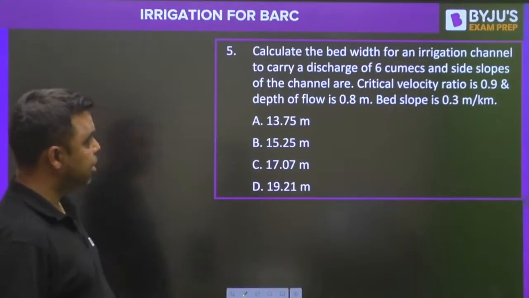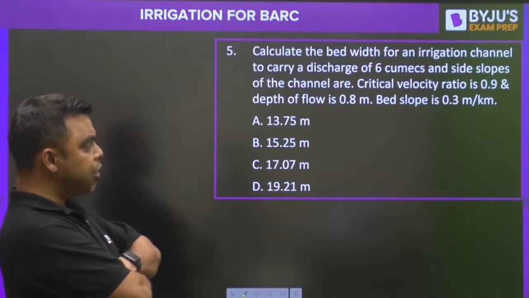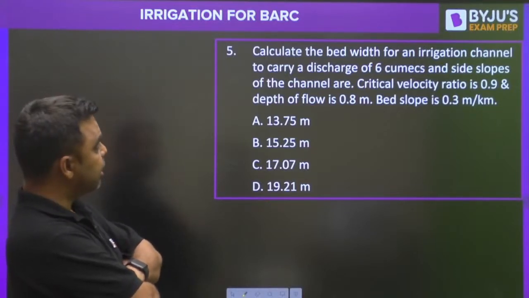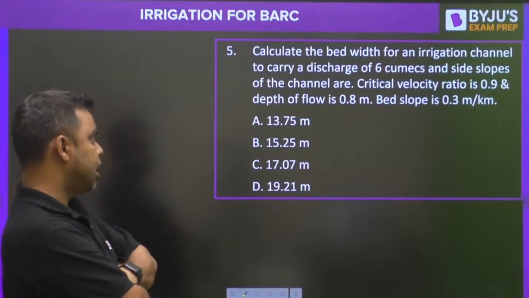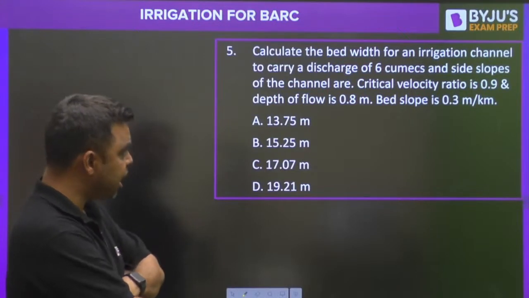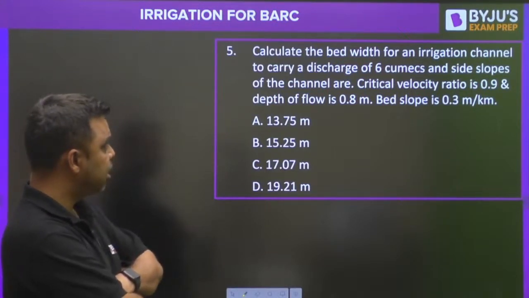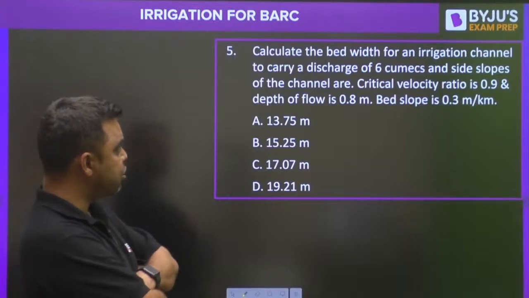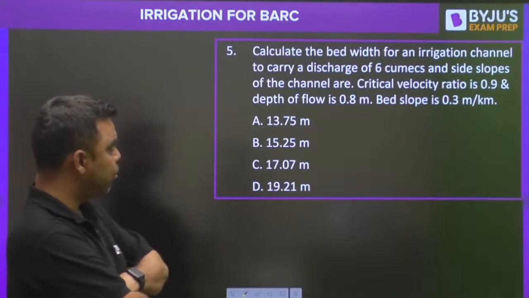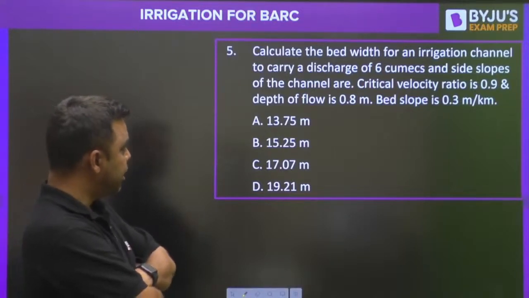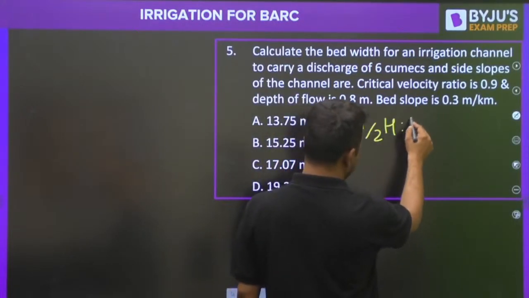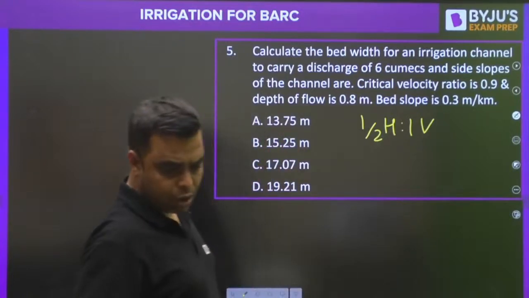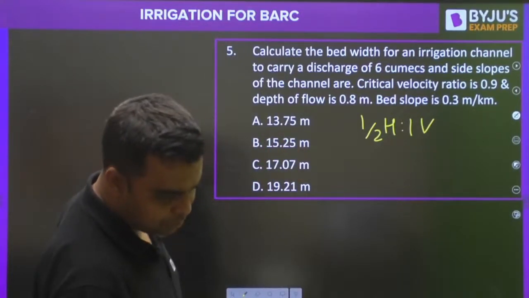This is the question. Calculate the bed width of an irrigation channel to carry a discharge of 6 cubic meters per second, critical velocity ratio 0.9, depth of flow 0.8 meter. Side slope of the channel may be taken as half horizontal, 1 vertical. This should be the side slope.